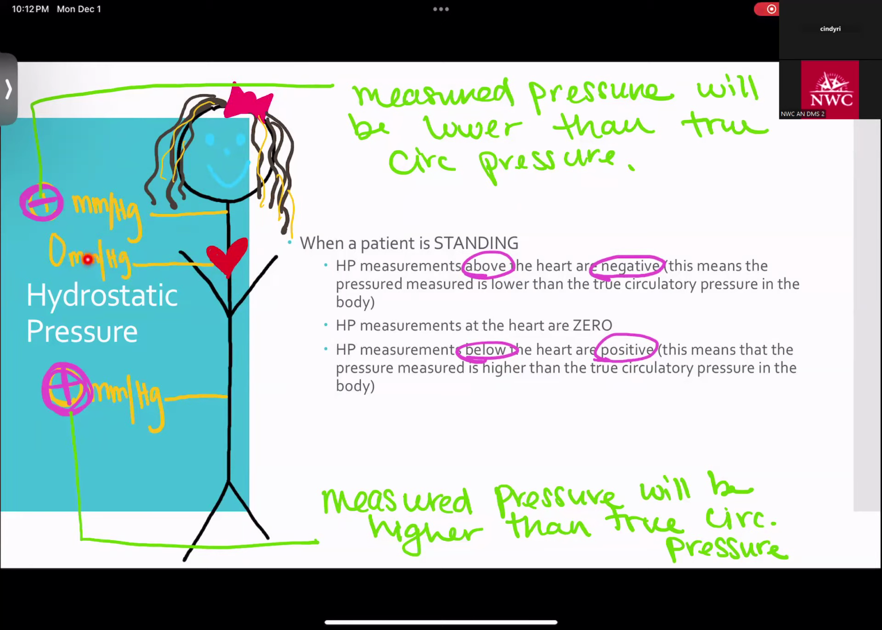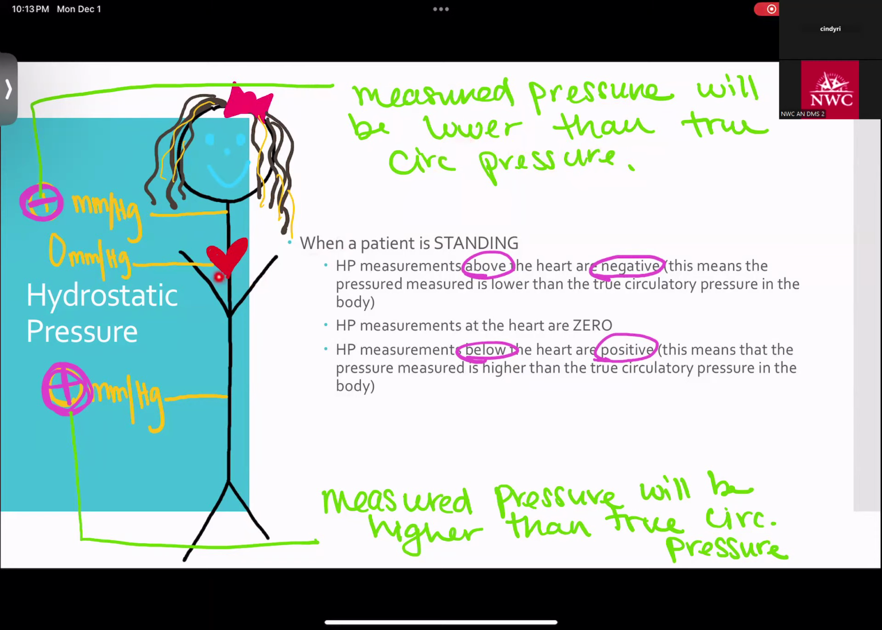However, if blood pressure readings are taken above the level of the heart, and they might give you examples like pressures of the head or pressures of the neck, right? Anything above heart level will be negative. Okay, so what does that mean? You see the negative sign here. It means that the measured pressure you get, because you measured above the level of the heart, will be lower than, or negative compared to, the true circulatory pressure.